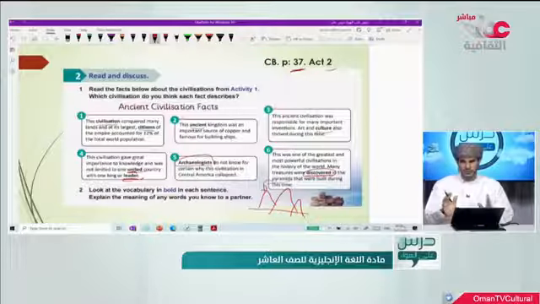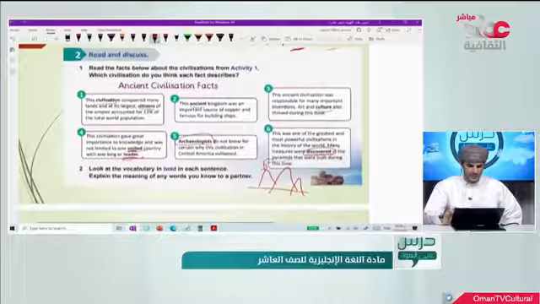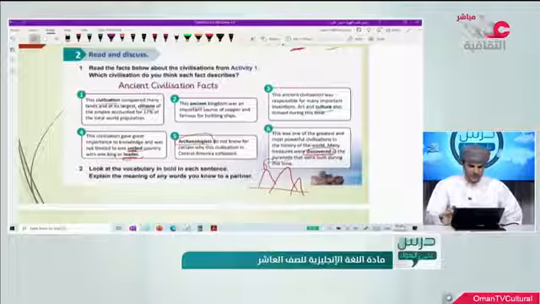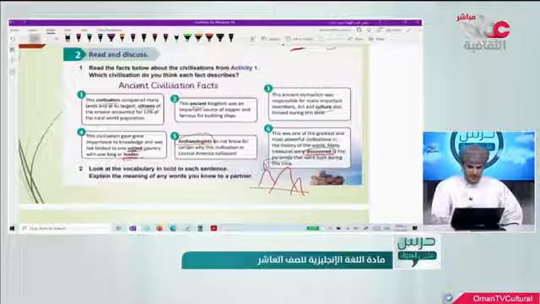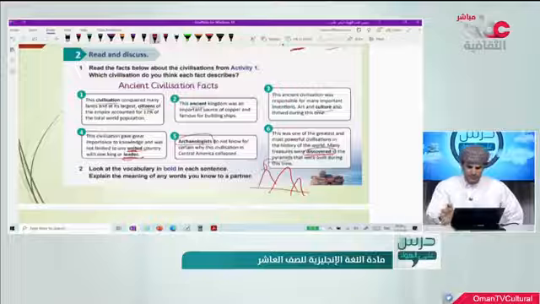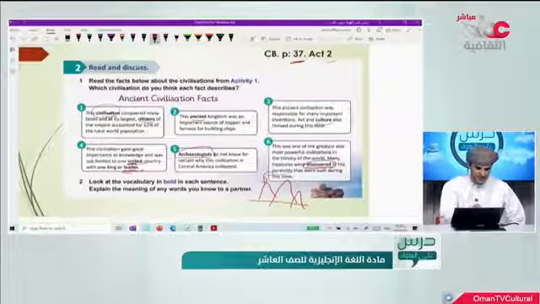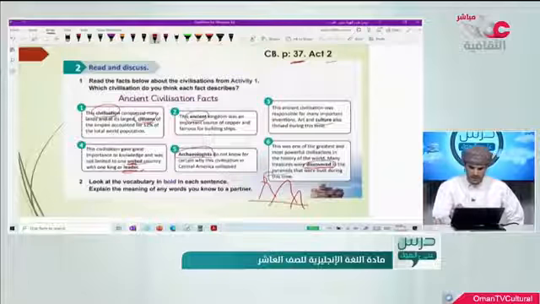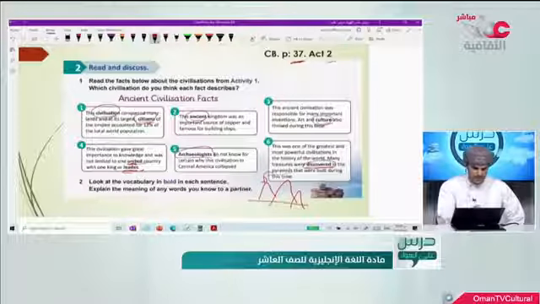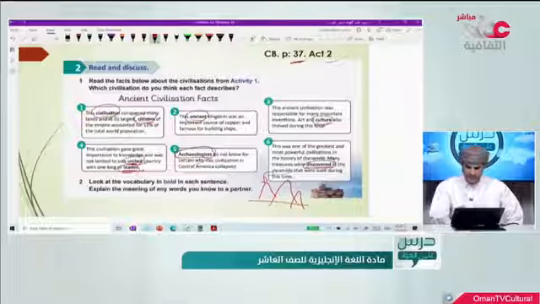Today we want to focus more on the vocabulary section, so you'll have many vocabulary words. I want you to build up your vocabulary of this unit. Activity number 2. Look at the vocabulary in bold. For each sentence, explain the meaning of any words you know to a partner. Look at these vocabs now: civilization, citizens, ancient, culture, united, leader, archaeologists, discovered.